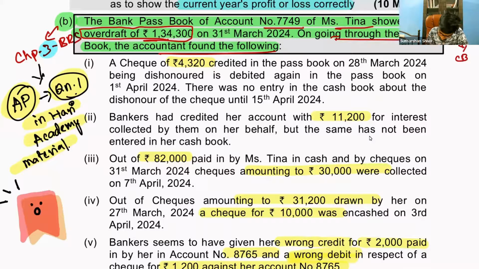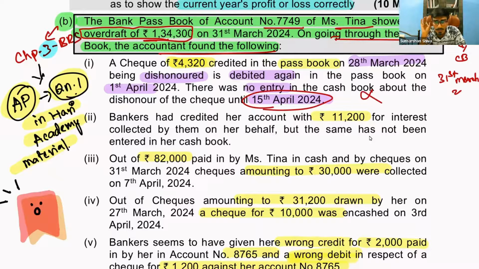First point. They have given a check of 4,320 and the passbook on 31st March has been dishonored, debited again in the passbook on 1st April. There was no entry in the cash book on 15th April. So see whether it is affecting 31st March or not. It is not affecting 31st March. It is post 31st March. So we will pass no entry for this first one.